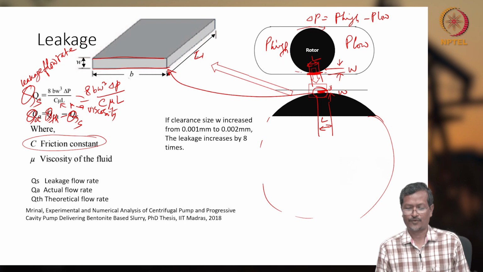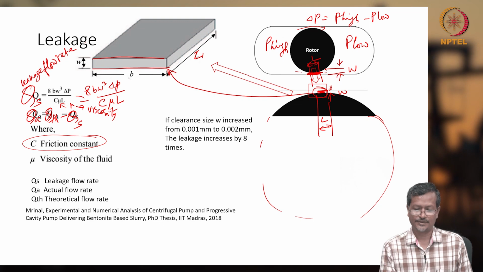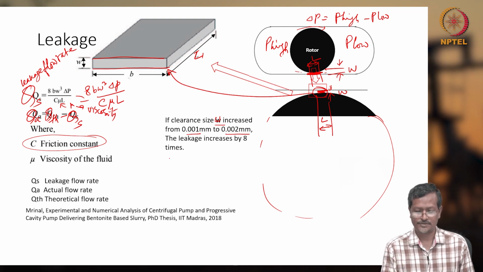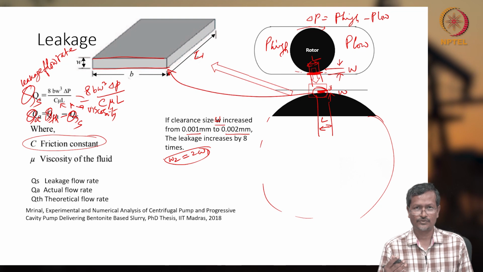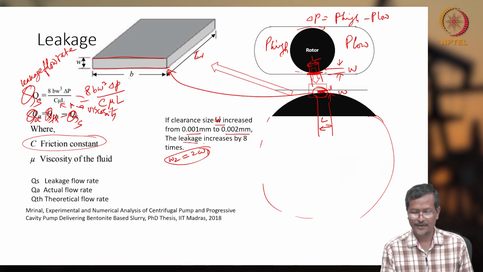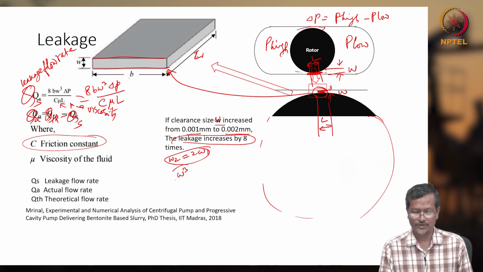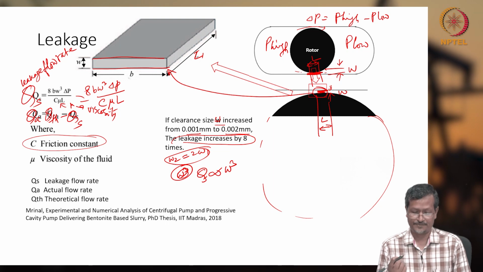So using this one we can calculate, for example, how the leakage clearance W can affect your leakage. Say if clearance size W increased from 0.001 to 0.002, or we are making W double, W2 equals 2W1. So if you are making W double, your leakage rate will be increased by 8 times, because it is a cubic term, W cube is there. So Q is proportional to W cube. So if W is double, that means it will be 8 times.